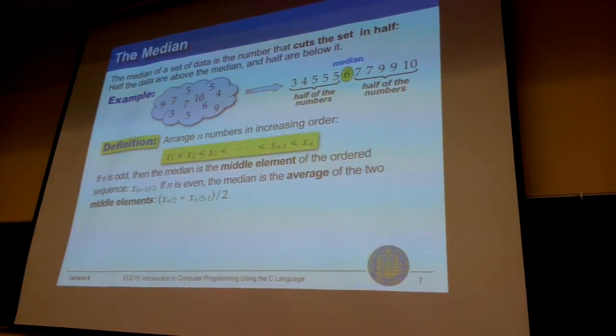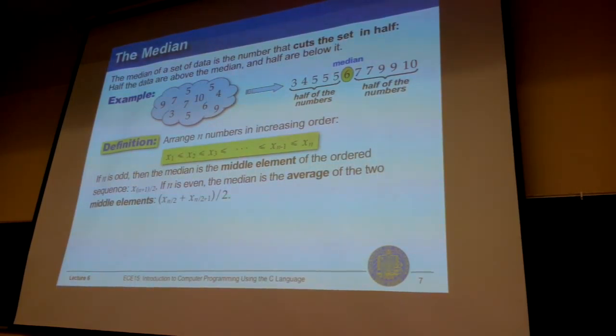Now, if n is odd, meaning the number of elements you input is odd, the median is simply the middle element of the ordered sequence. So it would be element x at (n plus 1) divided by 2, the middle of this sorted list. If n is even, we have a special case, and the median is the average of the two middle elements. So that's just the mathematical definition of median.